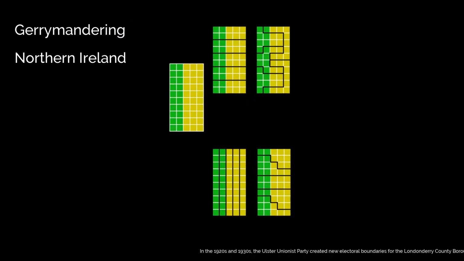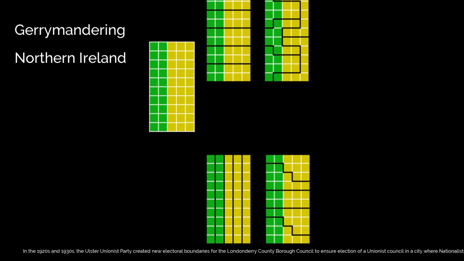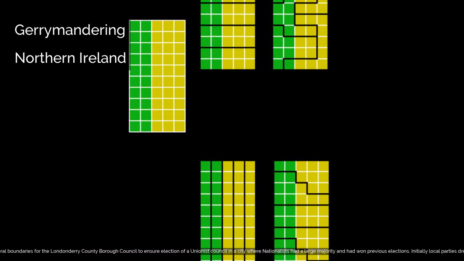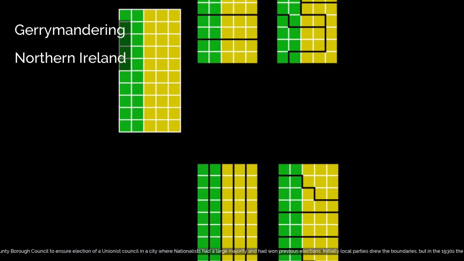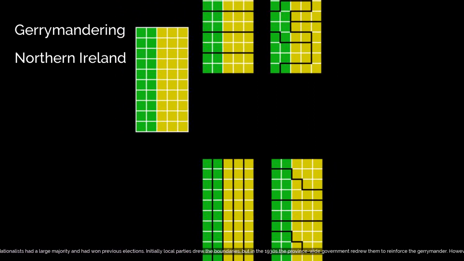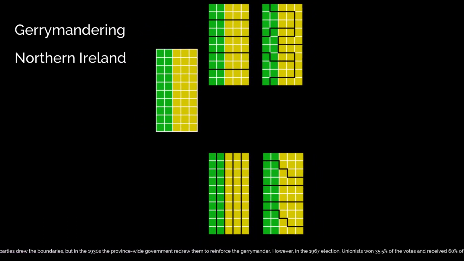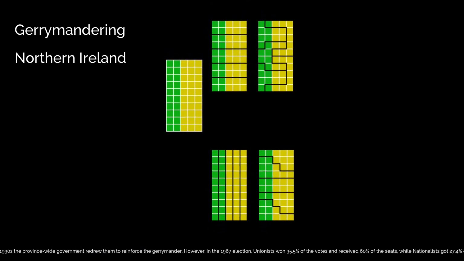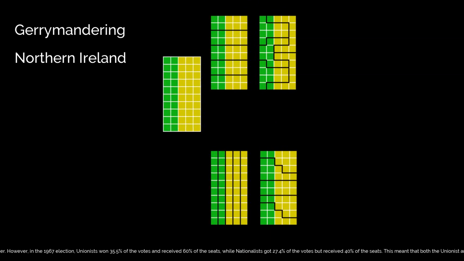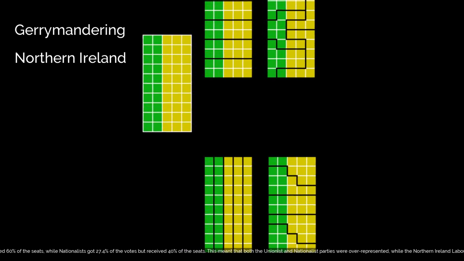In the 1920s and 1930s, the Ulster Unionist Party created new electoral boundaries for the Londonderry County Borough Council to ensure election of a Unionist council in a city where Nationalists had a large majority and had won previous elections. Initially local parties drew the boundaries, but in the 1930s the province-wide government redrew them to reinforce the gerrymander. However, in the 1967 election, Unionists won 35.5% of the votes and received 60% of the seats, while Nationalists got 27.4% of the votes but received 40% of the seats.